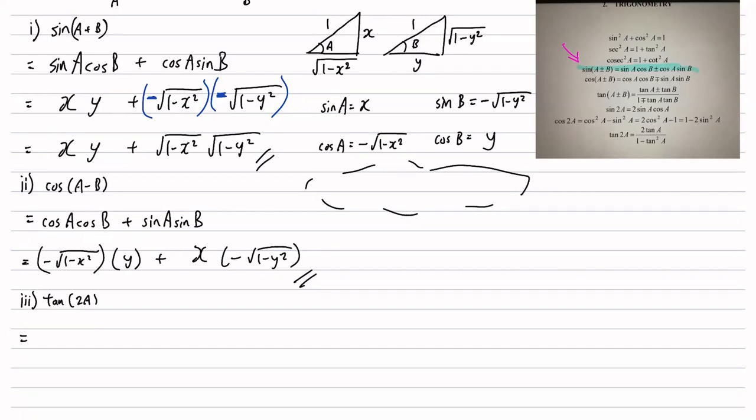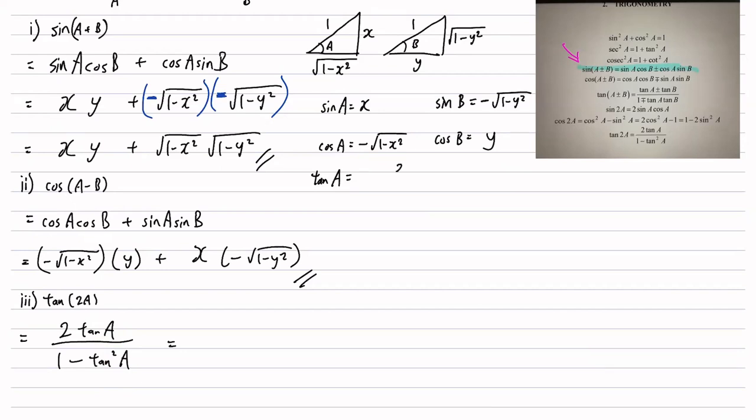2 tangent A over 1 minus tangent squared A. Yeah, exactly. But we need tangent A only, right? We just need tangent A, right? So that's why there's a blank space here, now you have to fill in the blank. What's tangent of A? Tangent A equals x over square root 1 minus x squared and negative.